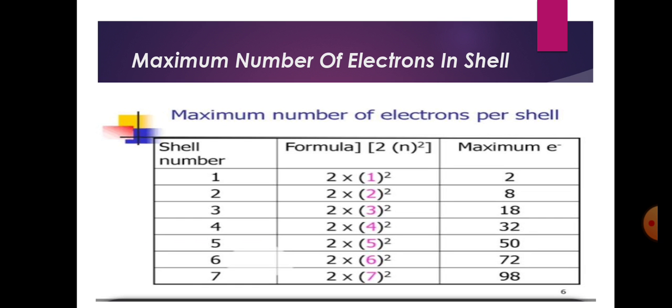Now for the shells: the K shell can accommodate 2 electrons, the L shell can accommodate 8 electrons, and the M shell can accommodate 18 electrons. These electron numbers are found by the formula 2n square. We have shell numbers 1, 2, 3, 4, 5, 6 and 7, which are also named with the alphabets K, L, M, N. In the formula 2n square, for n equal to 1, 2 multiplied by 1 is equal to 2, so the first shell can accommodate 2 electrons. If we put n equal to 2, 2 squared is 4, and 4 multiplied by 2 is equal to 8, and so on.